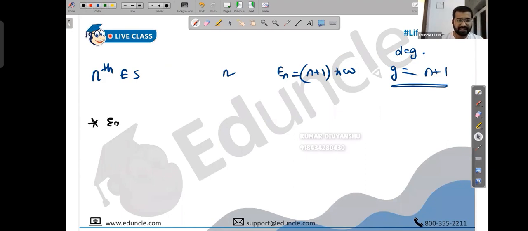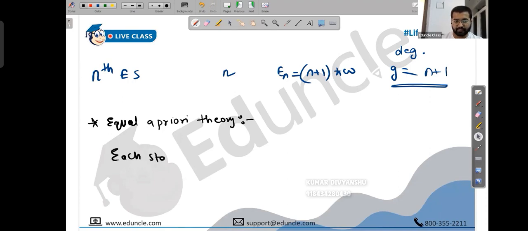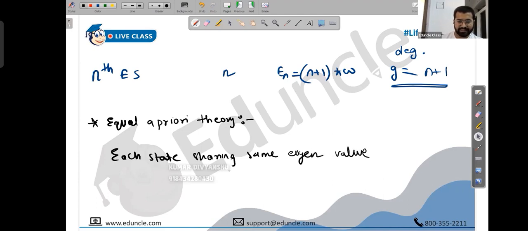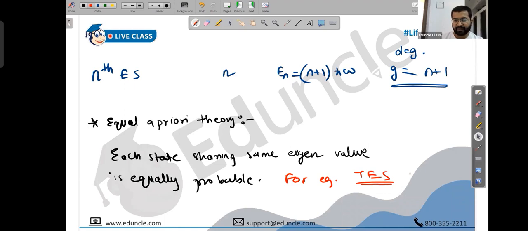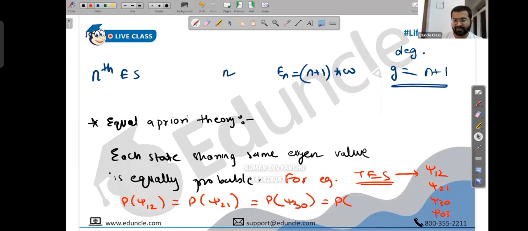Good. So let's talk about that equal a priori probability theory. The crux of that theorem is that each state sharing the same eigenvalue is equally probable. It's not that one is more probable, the other is less probable. For example, if we talk about the third excited state, it has 4 wave functions, right? The wave functions are psi 12, psi 21, psi 30, psi 03. All of them are equally probable. So the probability that a particle will exist in psi 12 is equal to the probability that a particle will exist in psi 21, is equal to that in psi 30, is equal to that in psi 03. Everything is equally probable. But remember, the states share the same eigenvalue.